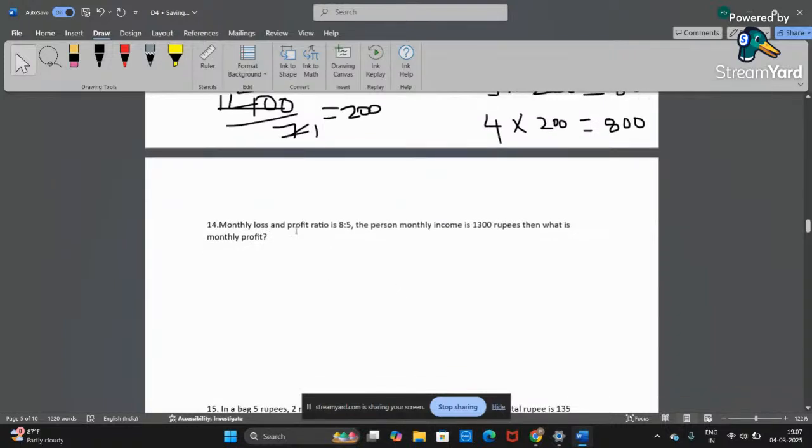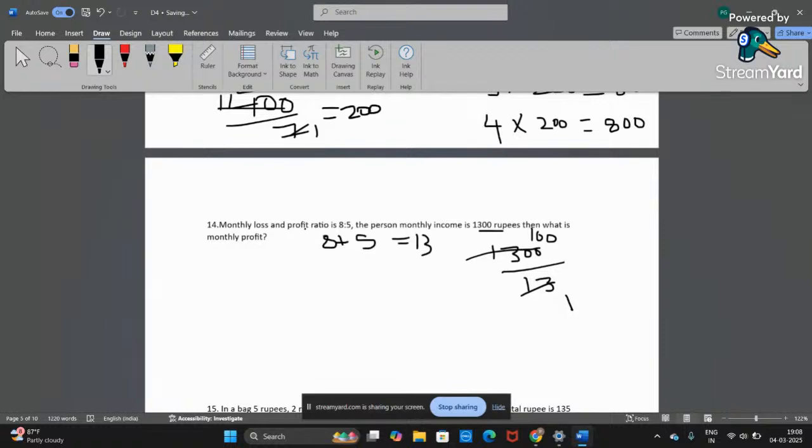Monthly loss and profit ratio is 8 is to 5. That means the loss ratio is 8, the profit ratio is 5. The person's monthly income is 1300 rupees. Then what is the monthly profit? Here also, in the same way, you have to add these two ratios, 8 plus 5, it is 13, right? What you have to do with this 13 is divide the total income by 13. We'll get 100, right?